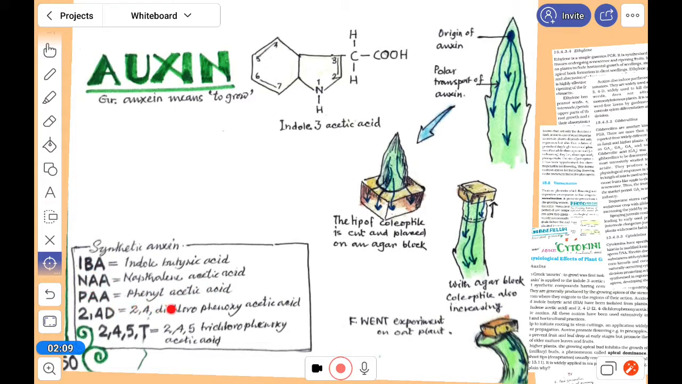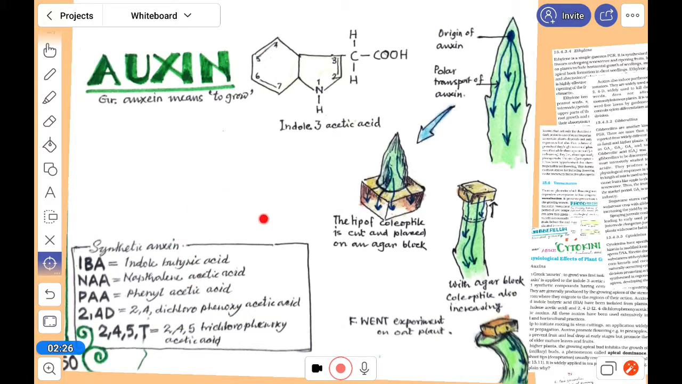these two: 2,4-D, 2,4-dichlorophenoxyacetic acid, and 2,4,5-trichlorophenoxyacetic acid. These two are weedicides. We widely use the weedicide to kill dicot weeds in the paddy plant.